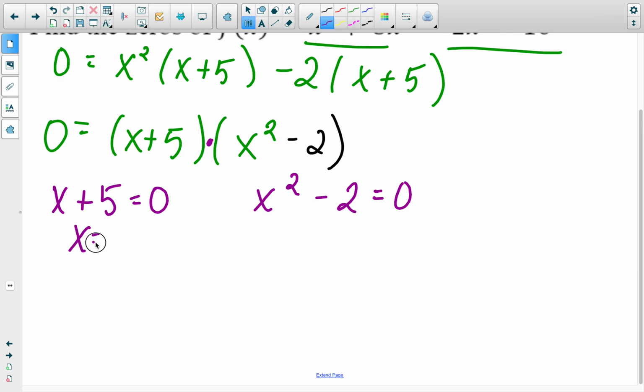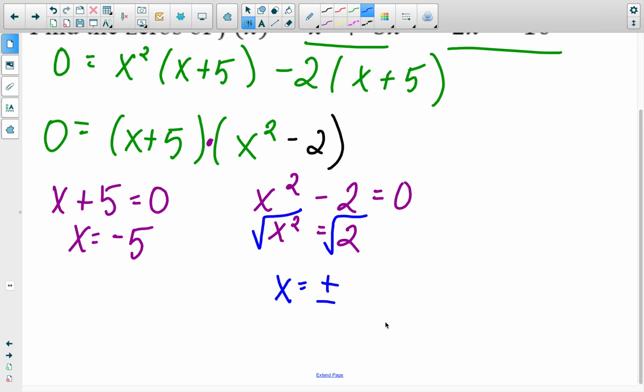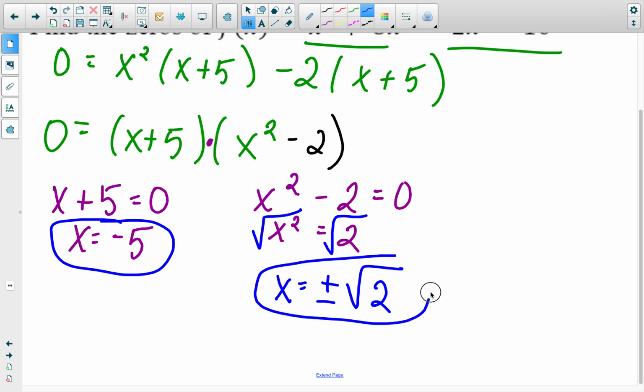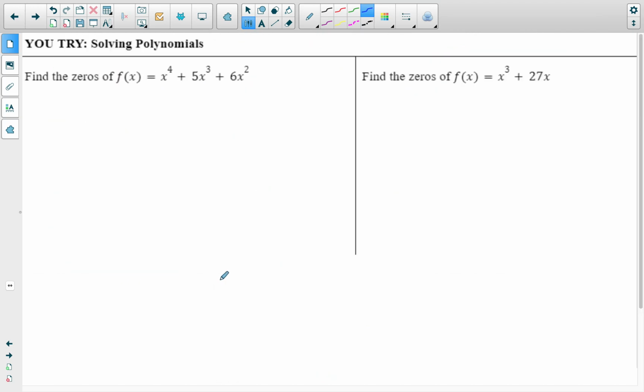Okay, and now let's solve. x equals -5. This one, x squared equals 2, right? If we add that 2 to both sides. And then let's take the square root of both sides from here. Because we introduced the square root to the problem, we've created the potential for a positive or negative square root of 2, right? So our zeros are -5 and plus or minus square root of 2. That's it. Pause the video, give these a try.